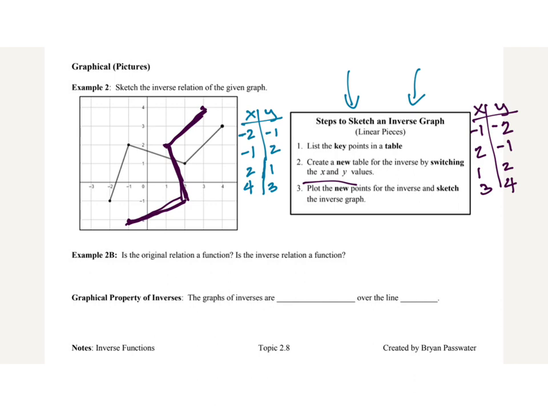So the question says, is the original relation a function, the blue one? Yeah. Is the inverse relation a function? No. And why not? Because it crosses back up. Where does it fail the vertical line test? At that part it crosses. It fails the vertical line test in between 1 and 2.